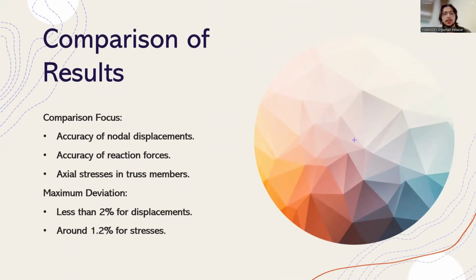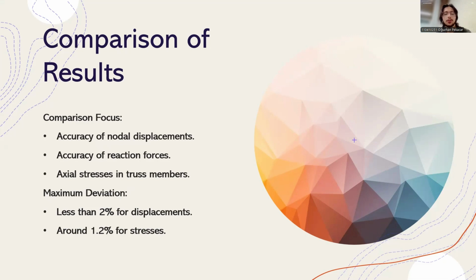When comparing our code's results with Abaqus, we focused on 3 main aspects: nodal displacement, reaction forces, and axial stress. Firstly, nodal displacement. Both methods gave comparable results for nodal displacement. The largest difference was less than 2%. Interestingly, node 4 moved the most in both the x and y directions in both models.